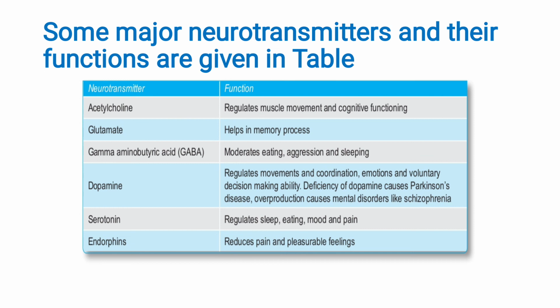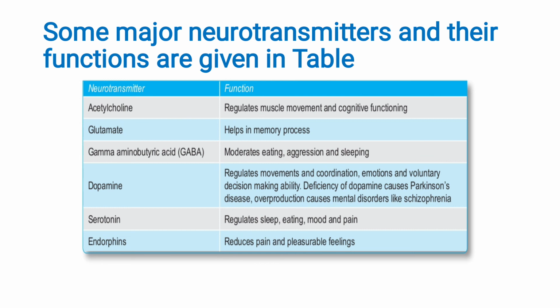Then glutamate helps in memory process. Gamma aminobutyric acid, GABA, moderates eating, aggression and sleeping. Dopamine regulates movements and coordination, emotions and voluntary decision making ability. Deficiency of dopamine, as I have told earlier, leads to Parkinson's disease. Overproduction can lead to schizophrenia. Serotonin regulates sleep, eating, mood and pain. Deficiency of serotonin can result in depression. Then endorphins are responsible for feelings of pain and pleasure.